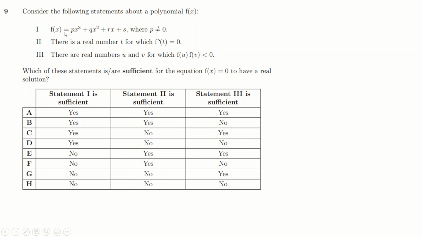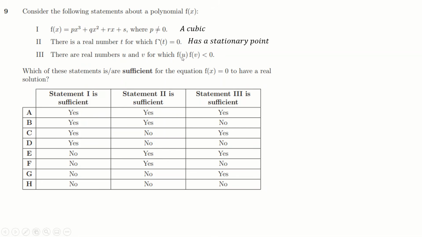Question number 9. F of x equals this, where p doesn't equal 0. So this is a cubic. As long as p doesn't equal 0, this is a cubic. There is a real number t for which f dash of p equals 0. So this means it's got a stationary point. So just any function with a stationary point. And there are numbers u and v such that this happens.